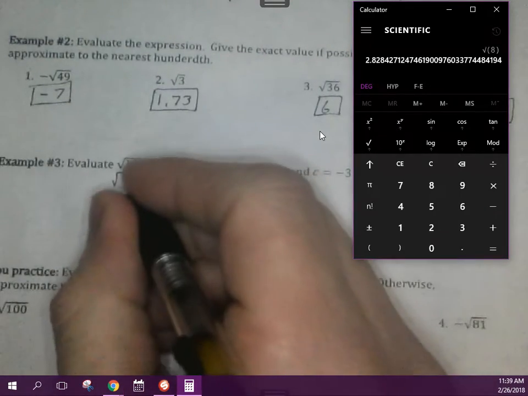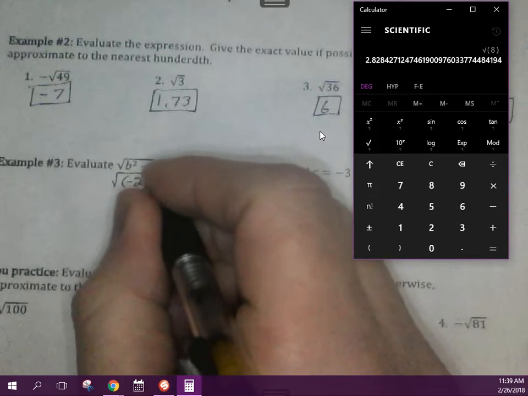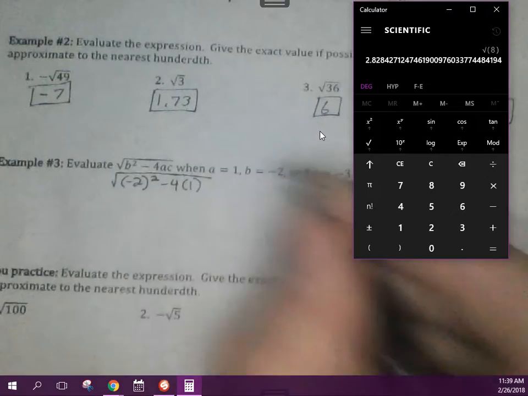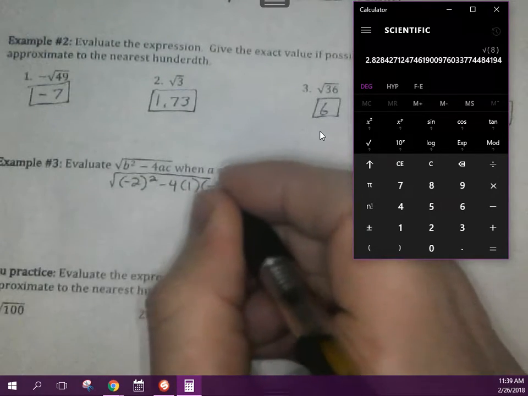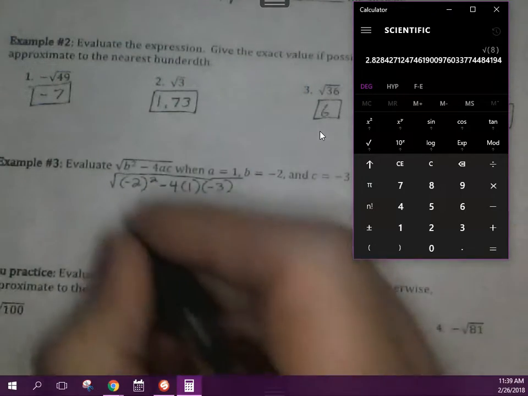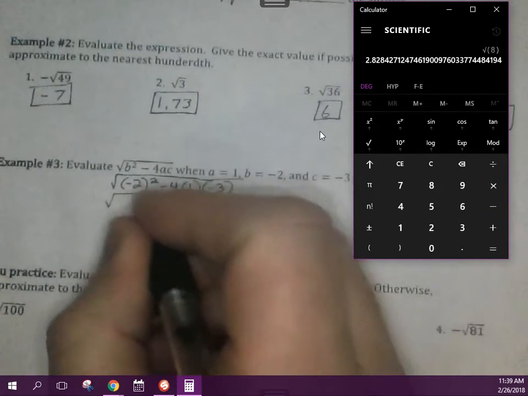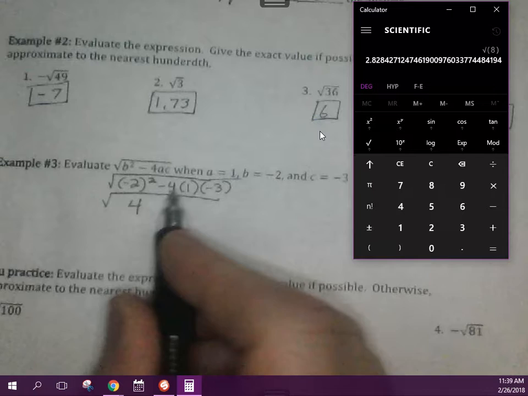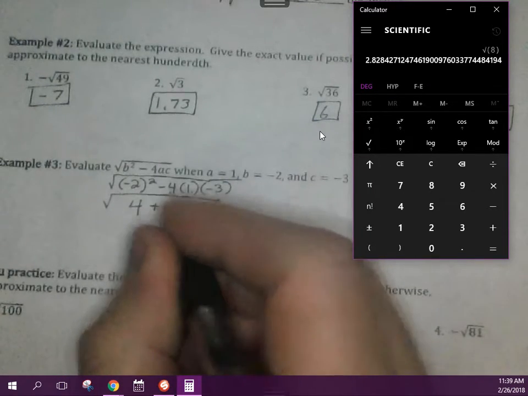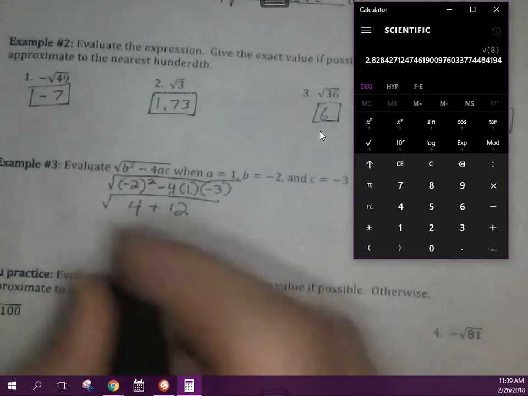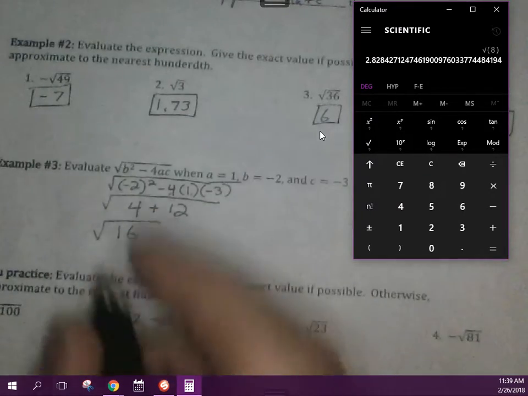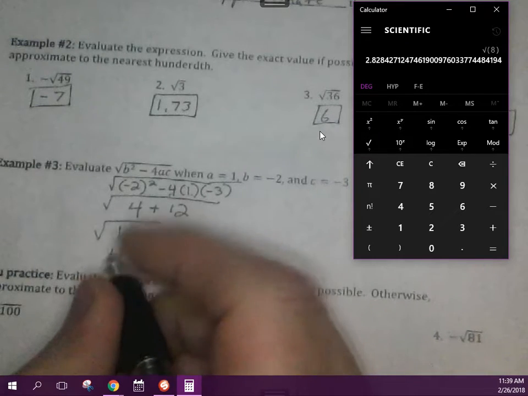So it's going to be negative 2 squared minus 4 times 1 times negative 3. If we do this, negative 2 squared gives us 4. Negative 4 times 1 is negative 4. Negative 4 times negative 3 is plus 12. Square root of 16. The square root of 16 is 4.